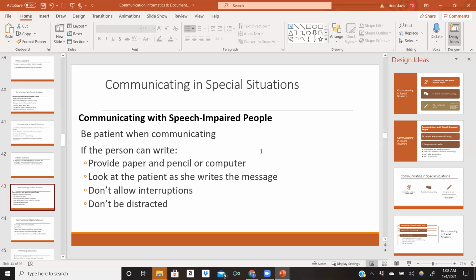Give them the time to really relax and get their thoughts out so that you have good communication. If the person is struggling to communicate, you can recognize that and you can say, here, Mrs.